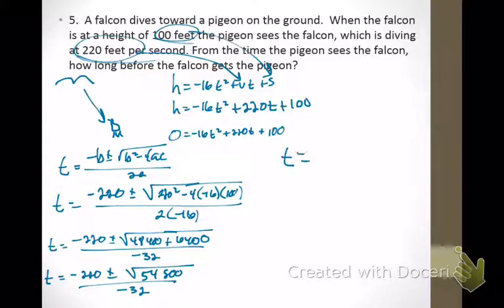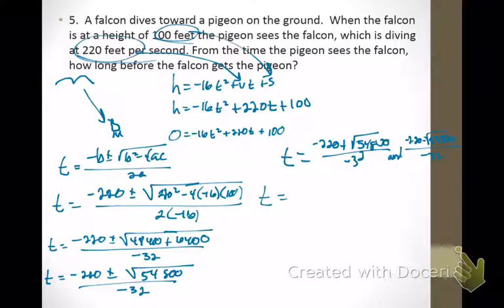We're going to come over here and keep on simplifying. Any chance the square root of 54,800 is going to be an even number? Of course not. So we need to go negative 220 plus the square root of 54,800 over negative 32. And we need to go negative 220 minus the square root of 54,800 all over negative 32. And see what kind of answers we get.